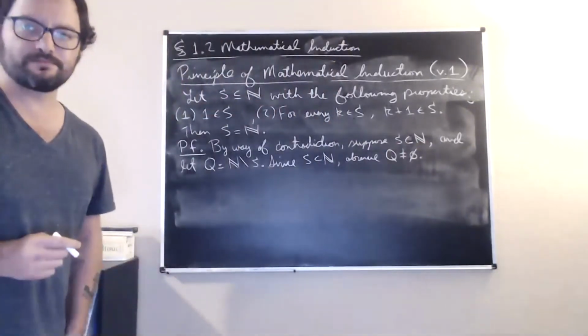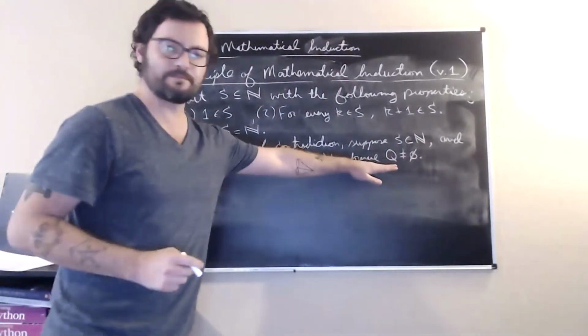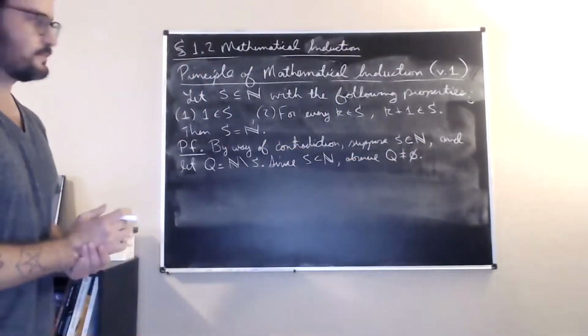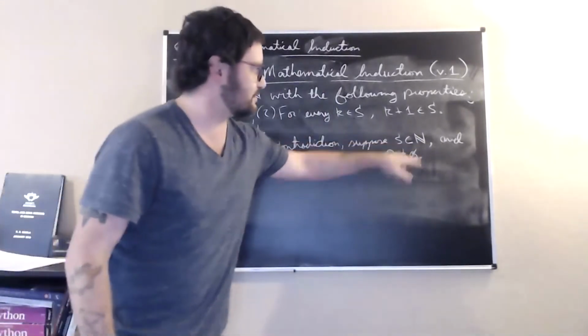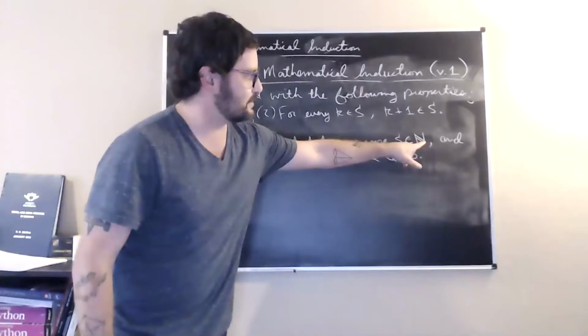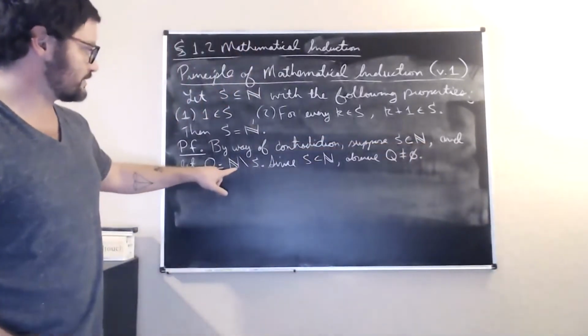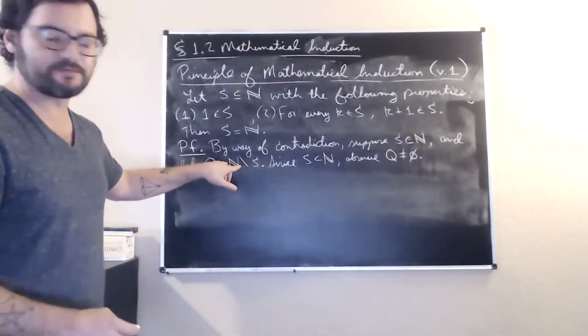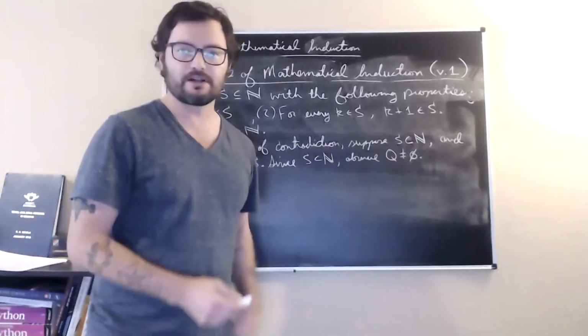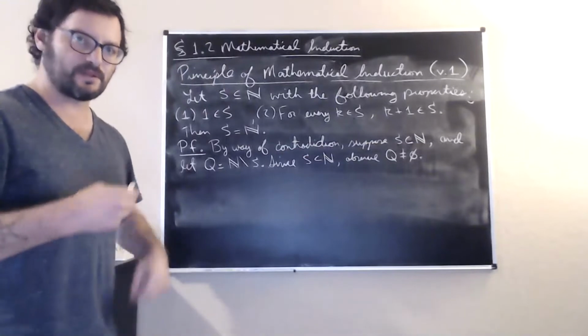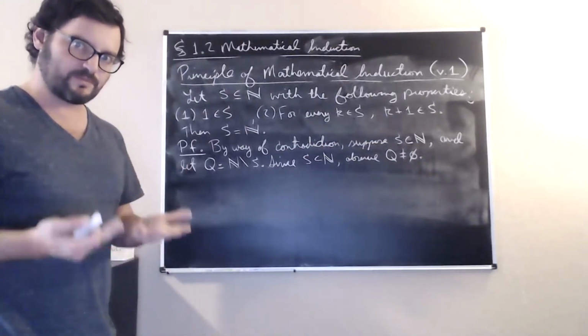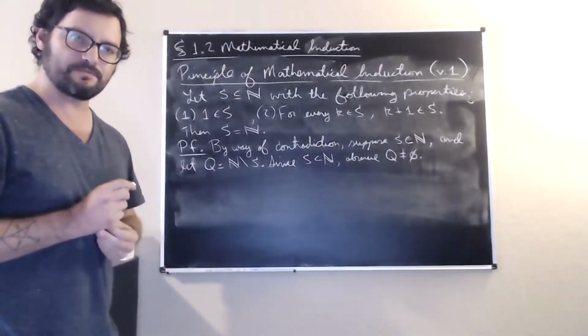Does that make sense, up to this line right here? If it's strictly contained in there, there are elements in the naturals that are not in S. So if we look at Q as the naturals minus S, there's still stuff left over, which means that Q is not empty. Where are y'all at? Yeah, that makes sense.